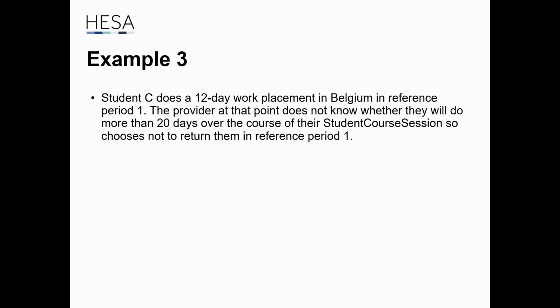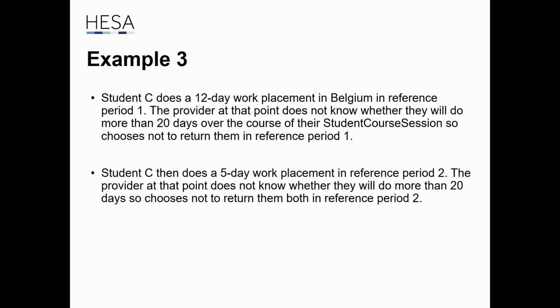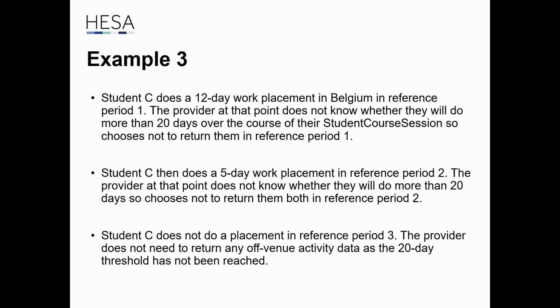Example 3: student C does a 12-day work placement in Belgium in reference period 1. The provider at that point does not know whether they will do more than 20 days, so again chooses not to return them. They then do a 5-day work placement in reference period 2. The provider again at that point doesn't know whether they're going to do the 20 days, so chooses not to return them. And then the student doesn't do a placement in reference period 3. The provider doesn't have a requirement to send any off-venue activity data because the 20-day threshold has not been breached.